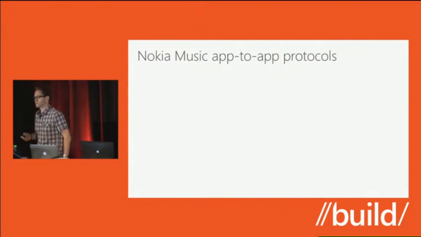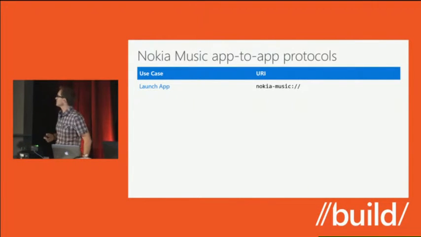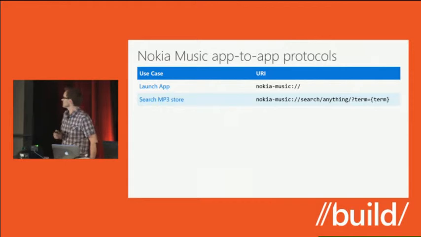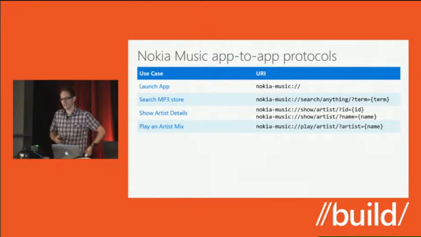So what protocols have we added support for? Well, the first one, very simple. You can just start Nokia Music. Moving on to stuff that's perhaps a bit more interesting, you can search the MP3 store. And this can be any search term. It could be an artist, or it could be a general term such as love.